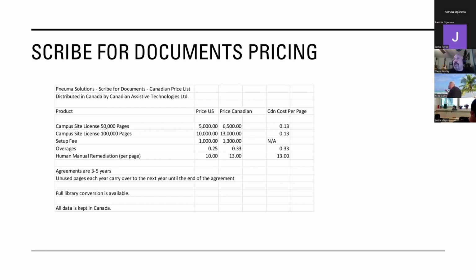There are different price structures depending on how the system is being used, but typically you're looking at a Canadian cost per page for the automated remediation of about 13 cents a page. You can get things like a campus site license, which will allow you 50,000 pages for about $6,500, 100,000 pages for about $13,000. There is an initial setup fee for an organization to get the login systems set up, which is about $1,300 for the first time that it's set up. And then there are overage charges if you go over your number of pages as well. And then, of course, there is the human remediation option as well.